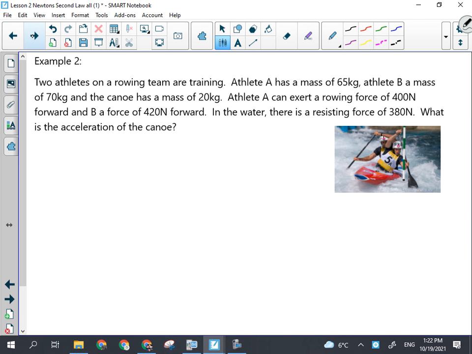This one's got multiple forces. Okay, so we got 2 athletes on a rowing team or training. One athlete is 65 kilograms. One of them is 70 kilograms. The canoe is 20 kilograms. Athlete A can exert a rowing force of 400 newtons forward, B 420 newtons forward. In the water, there's a resisting force, water resistance, friction, of 380 newtons. What is the acceleration of the canoe? All right, give you a few minutes on that one.